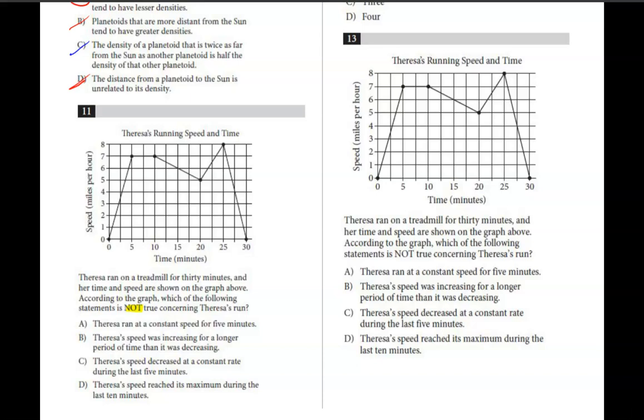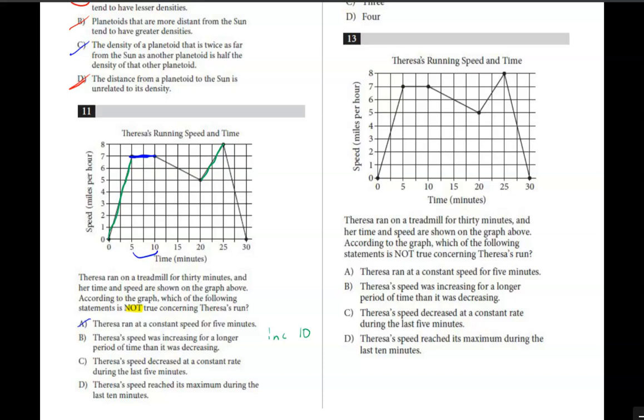So A, Teresa ran at a constant speed for 5 minutes. Well, on the chart, a constant speed would be right here, and that was for 5 minutes. So that's true. B, her speed was increasing longer than it was decreasing. All right, so we're going to make green be the increasing intervals. So we increase for 5 minutes. We increase for another 5 minutes. So we increased for 10 minutes.